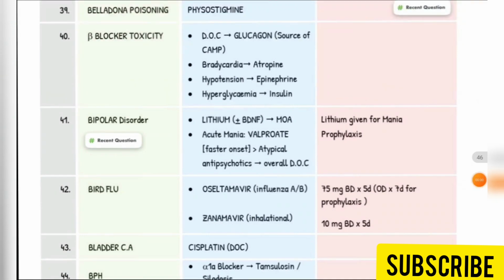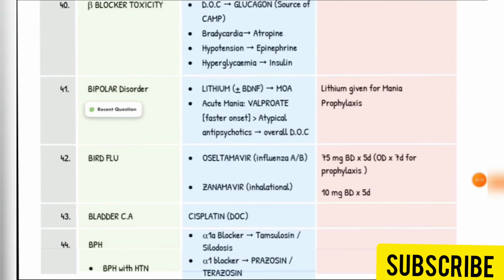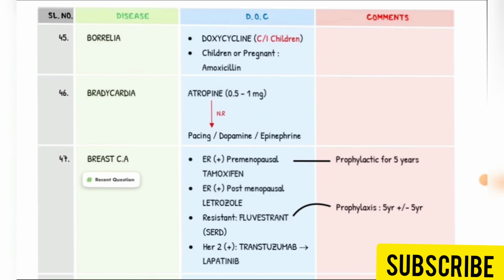Bipolar disorder. Drug of choice is lithium, acute mania, valproate for the faster onset than atypical antipsychotics, overall drug of choice. Bird flu, drug of choice oseltamivir, influenza A and B, and zanamivir, inhalational drug. Next one is Borrelia, drug of choice doxycycline, contraindicated in children. Children or pregnant, amoxicillin. Bradycardia, drug of choice atropine.